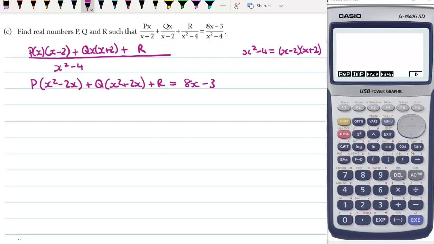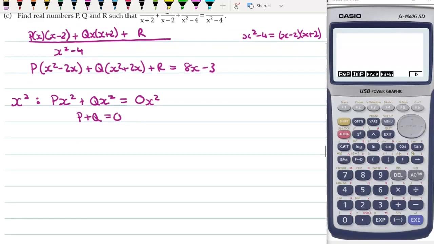So now looking at the x squared terms, we have a p x squared plus a q x squared, and we have nothing on the right hand side, so 0 x squared. So p plus q has to equal 0. Looking at the x terms, we have minus 2px plus 2qx is equal to 8x. So minus 2p plus 2q is equal to 8.